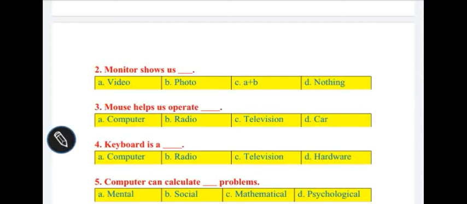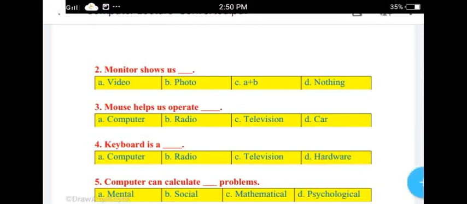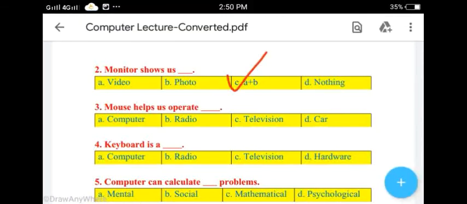In question number 2, we have been said that monitor shows us video, photo, A plus B, nothing. We know that monitor shows us both video and photo. So we can put tick mark on C. This is the correct answer because a monitor is an output device by which we can see picture or any written document. Now let's read question number 3.